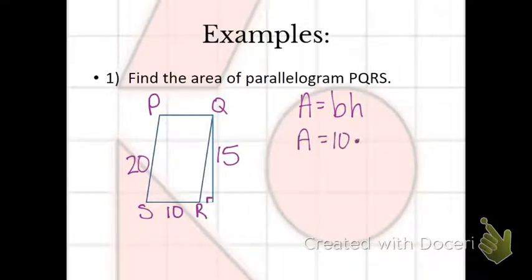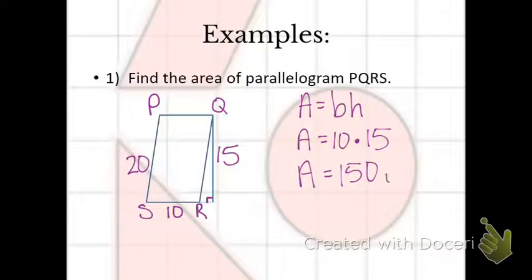Then we just have to decide what we're multiplying that by. Remember that the height needs to be perpendicular to the base in any of these problems. So we cannot use 20 as the height. We have to use the 15 because that's the one that is perpendicular to the base. Even though it is outside of our parallelogram, you have to use the one that's perpendicular to the base. So in this case, our area would be 150.